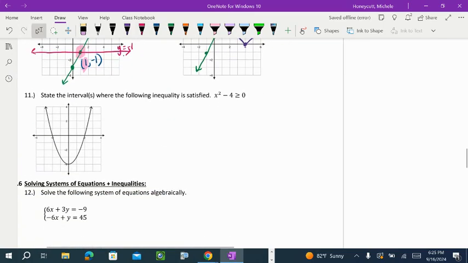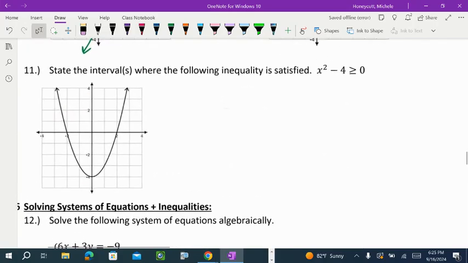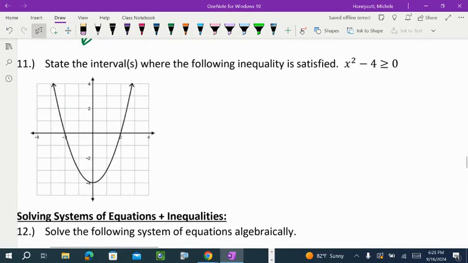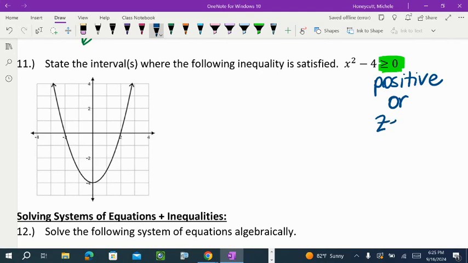On 11, we're looking to see where that interval is satisfied: square root of x squared minus 4 is greater than or equal to 0. Greater than or equal to 0 is another way to say positive or 0. So we're not just looking for where the graph is above the x-axis, but also where the graph is equal to 0.